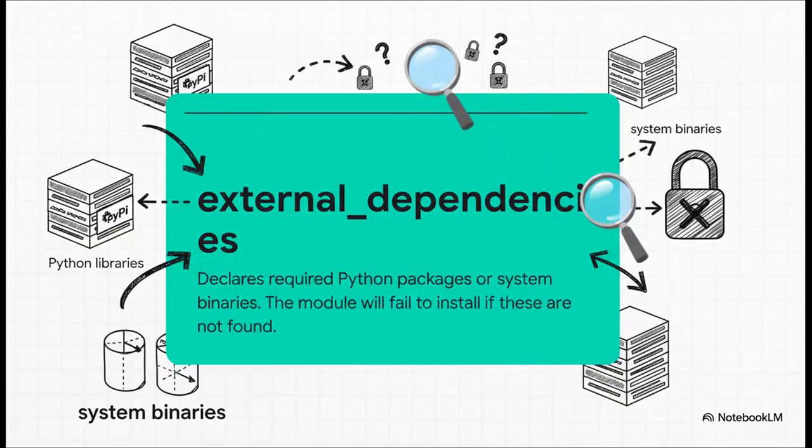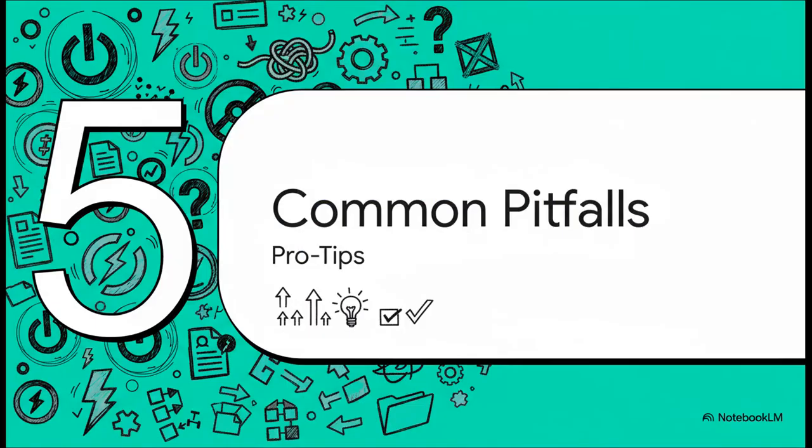So what about dependencies that aren't other Odoo modules? That's where the external dependencies key comes in. You can specify any required Python libraries from PyPI or even system binaries. If they're not found in the environment, Odoo will block the installation, which is exactly the kind of failsafe you want.